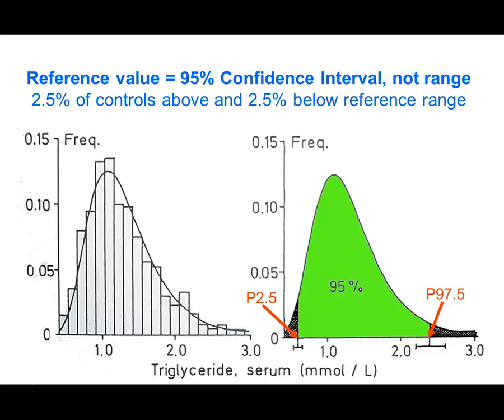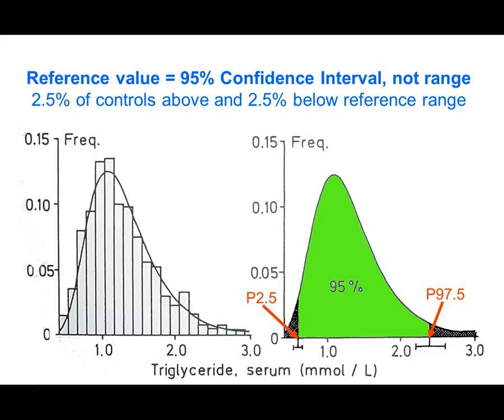Reference values are a 95% confidence interval, and they are not a range. You can see this in this figure, in which we see the frequency distribution of triglycerides in serum. What we see on the left panel is the distribution of the triglyceride levels, and on the right panel we see the 95% confidence interval depicted.